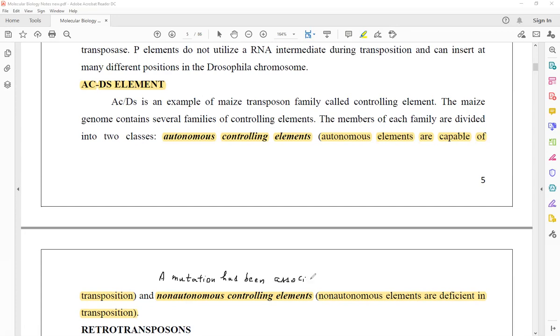A mutation has been associated in the genes encoding for transposase, encoding for the transposase enzyme. Okay, as there has been a mutation, thus the enzymes will lose their ability.